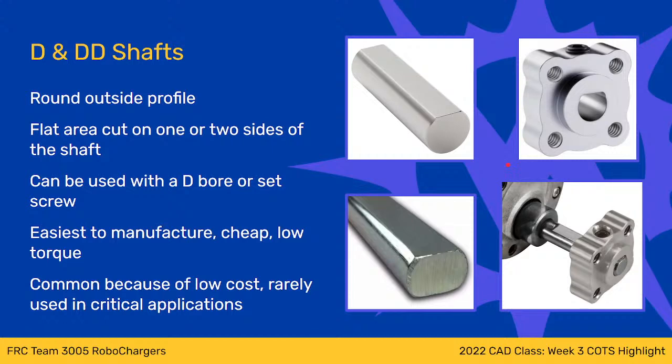So a lot of little cheap motors that you get on Amazon or whatever, or for little projects, will have a flat on the shaft because that's what's cheapest to produce. They're also relatively common in FTC. I believe these are FTC parts that I was looking at here, and the reason that's okay in FTC is because FTC is such a low torque application that the D shaft is okay sometimes.